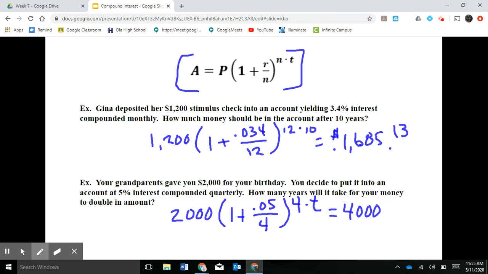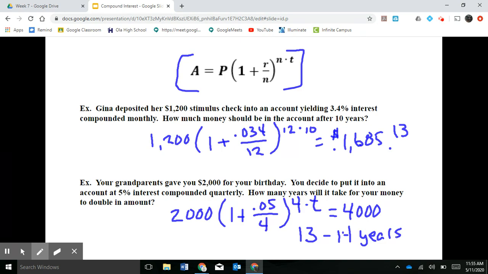When I did that with this problem, I put it in my calculator and started off with 10. It wasn't high enough. I went to 15. It was too high. So I knew it was somewhere in between. And so I just narrowed it down until I got 13 was below 4,000 and 14 was above 4,000. So somewhere between 13 and 14 years, it's going to take before that money doubles.